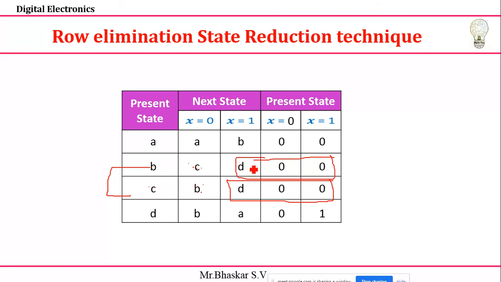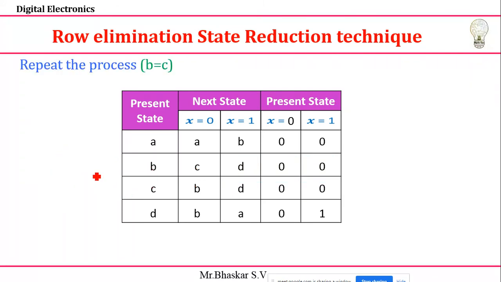Again, I'm checking the next state and the present state outputs. If it is 0 0 0 0, the outputs are the same, so the first condition is satisfied. The next state condition is also the same, except for one difference, which is B and C. Here also B and C is there, so I can eliminate one if I make B equal to C. Then I'm keeping my B and eliminating my C.